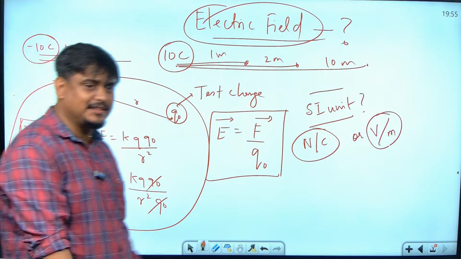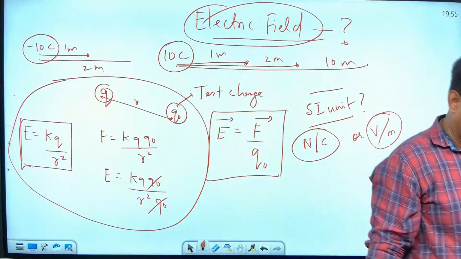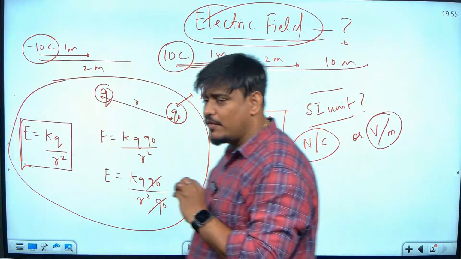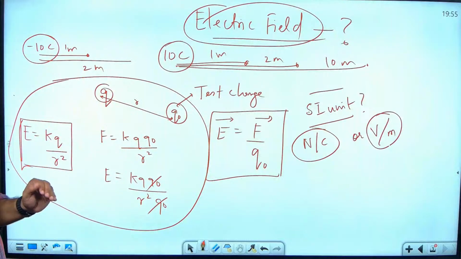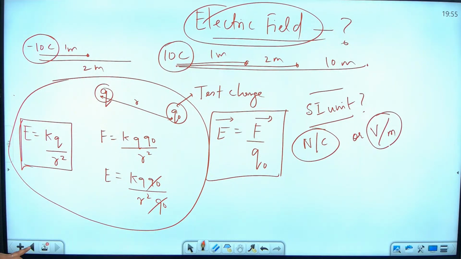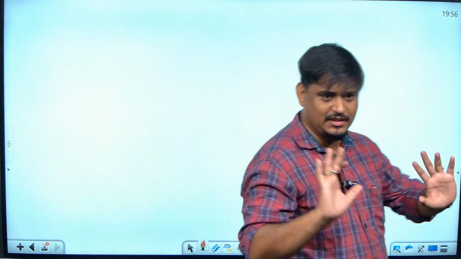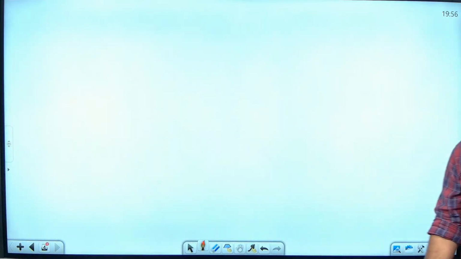I hope you have copied this. Everybody has copied. Can I proceed further? Okay. So now you have an idea that if I want to find the electric field for a particular charge, it is just kq by r square. Simple. So now how can the question come from here?